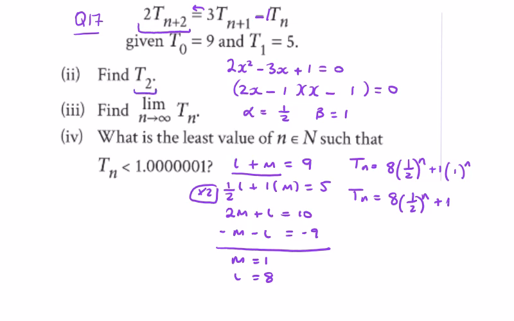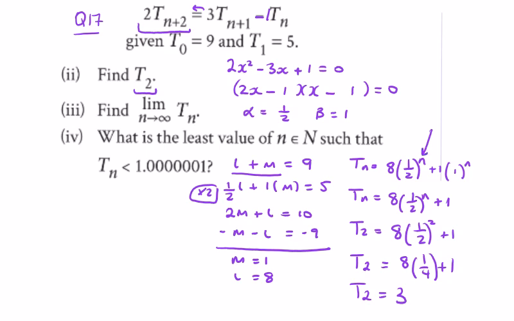For us to find term 2, or T2, 8 times 1 over 2 to the power of 2, plus 1, becomes 8 times a quarter plus 1, which is 2 plus 1. So T2 is 3. The limit, well, the limit as n approaches infinity, 1 over 2 to the power of n approaches 0. So the limit is going to be 8 times 0 plus 1, which is equal to 1.